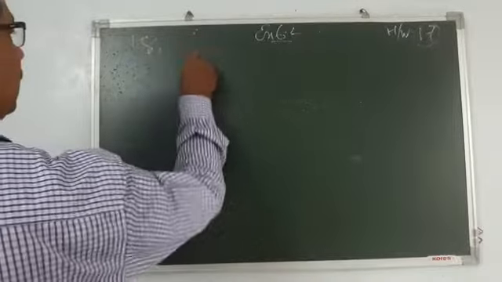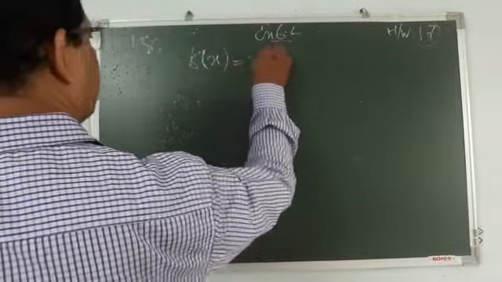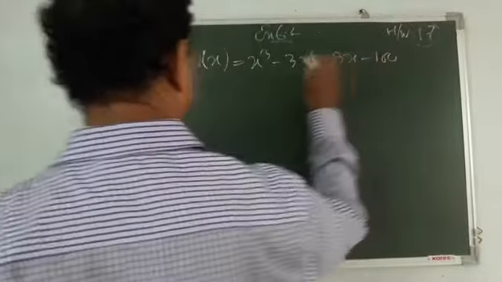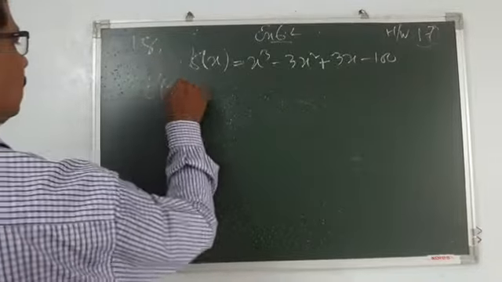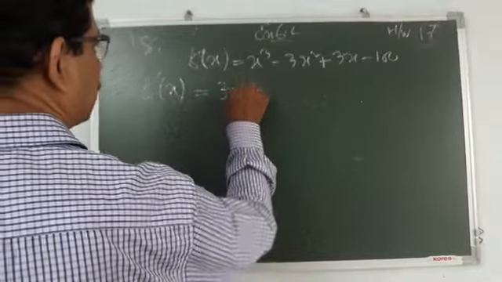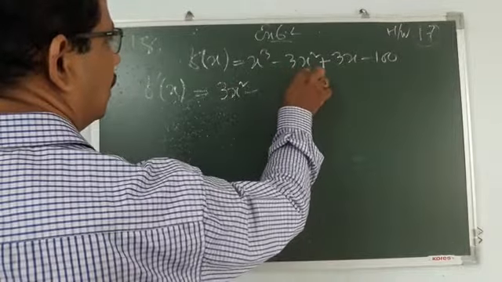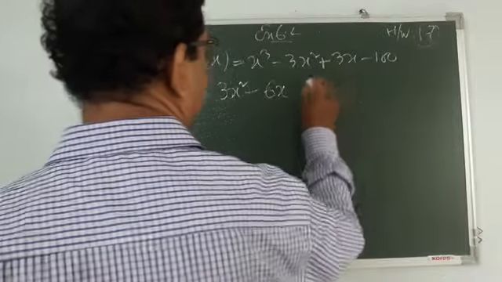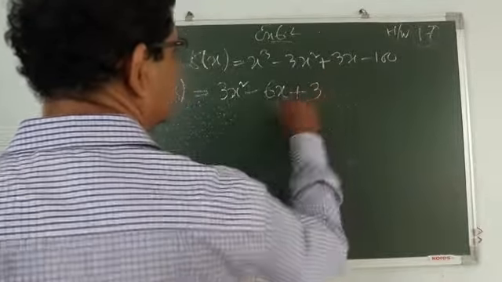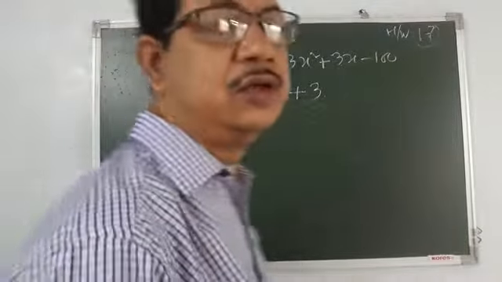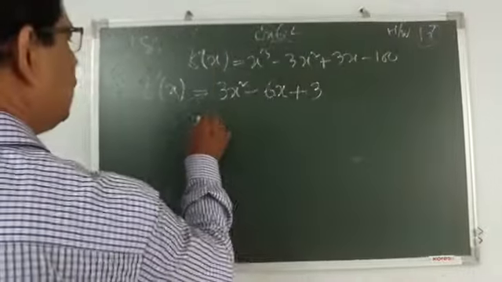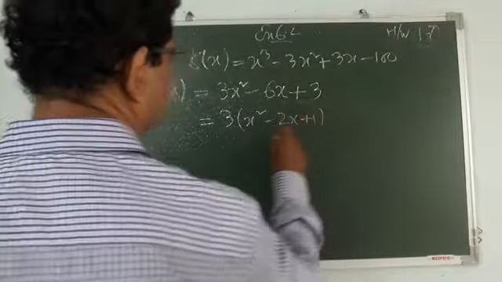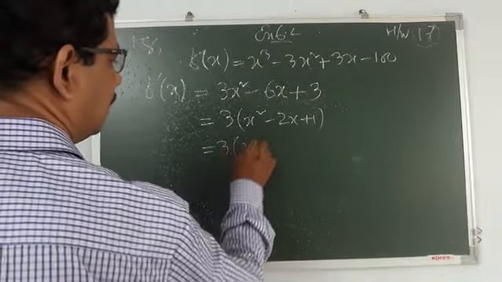Question number 18. f(x) is given as x cube minus 3x square plus 3x minus 100. Now if we differentiate, it is 3x square. For the next term, 3 is constant, x square differentiates to 2x, so it is 6x. If we differentiate the last term, it will be only 3. This is the differentiation of f(x). Now if we take 3 common, x square minus 2x plus 1, then we can write (x minus 1) whole square.